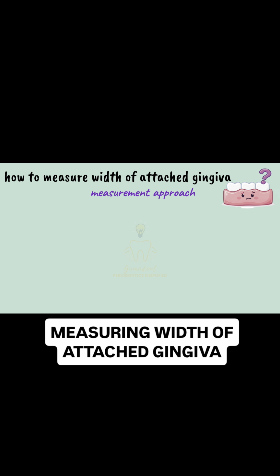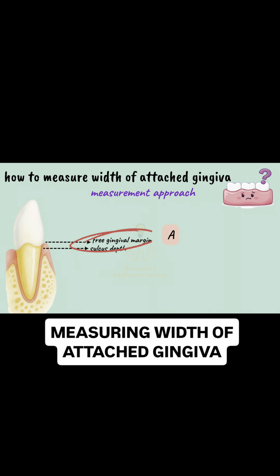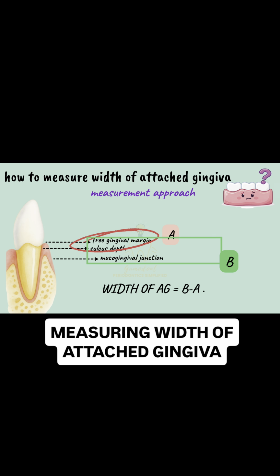Now, let's learn how to measure the width of attached gingiva. First, measure the sulcus depth and denote it as A. Next, measure the total width of keratinized gingiva from gingival margin to the mucogingival junction and denote it as B. The width of attached gingiva is then calculated as B minus A.